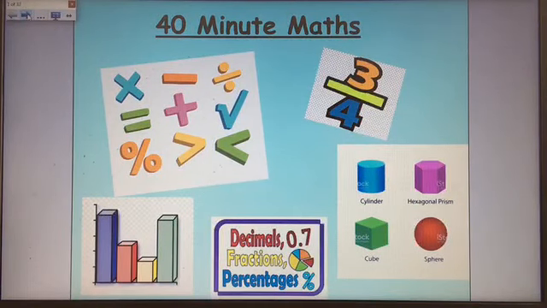Okay, so we're going to start off with a little bit of can you go quicker than Mr Gosling. So here we go. You know the drill. You shout the screen, I shout the computer. Whoever's first wins.